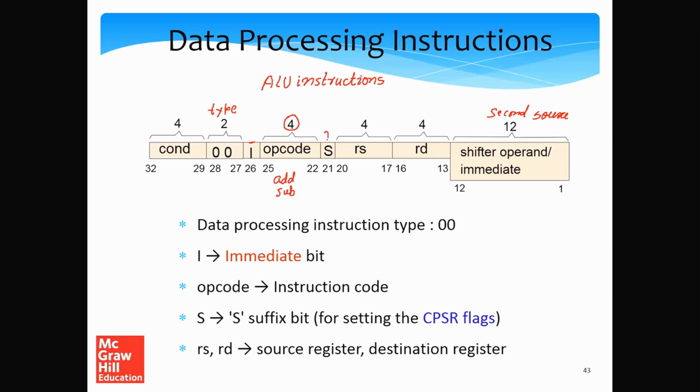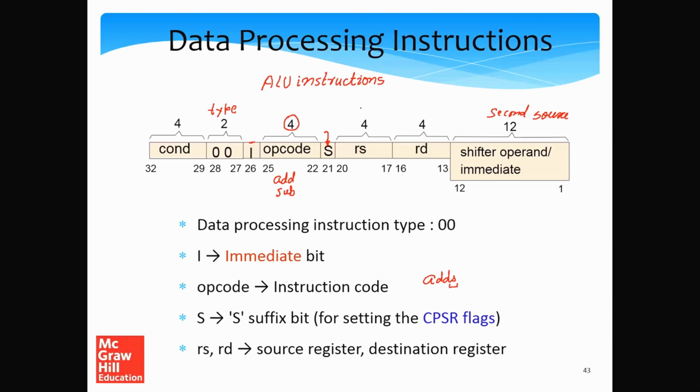The 21st bit is the S bit. The S bit is the S suffix bit that we talked about. For example, we talked about the instruction ADDS. The ADDS instruction sets the CPSR flags, the program status register flags. So this is the S suffix. It can be added to any data processing instruction, and this will automatically make it set the CPSR flags.